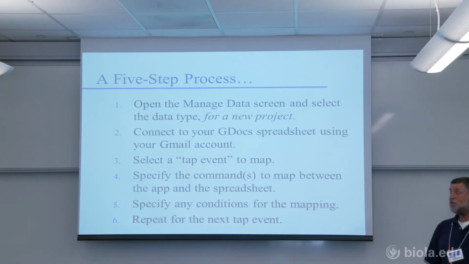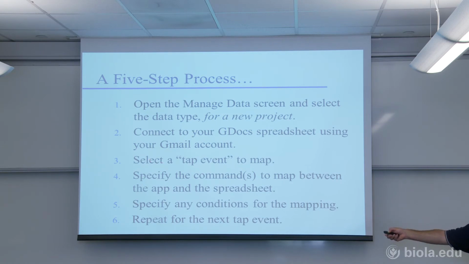All right, how do we do this? This is one of the more terrifying things, but it's actually fairly straightforward. What you do is you simply go to this screen called Manage Data, select the data type for a new project. So let's say you're creating a new project and it's asking you, how do you want to do data management? And you say, I want to use Google Docs. You've selected that. You log in and connect to the Google Docs spreadsheet. You're done. Once you do these two things, unless the app gets corrupted somehow and breaks connection with the database, you'll never have to do this again.